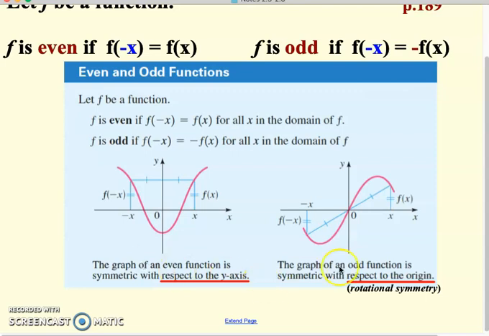On the other hand, odd functions have what is called rotational symmetry. So that's with respect to the origin. So if I took this piece here, this half, let's say, and I just spun it at the origin and rotated around 180 degrees, I'd land on the other piece. That's rotational symmetry over the origin. So that's a visual way of knowing what you have. We'll talk about this stuff in just a sec.